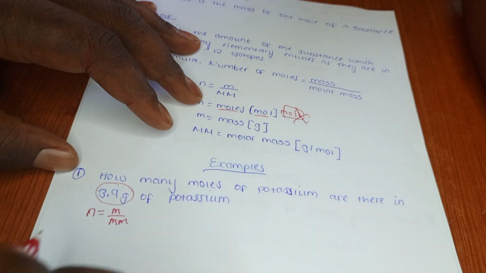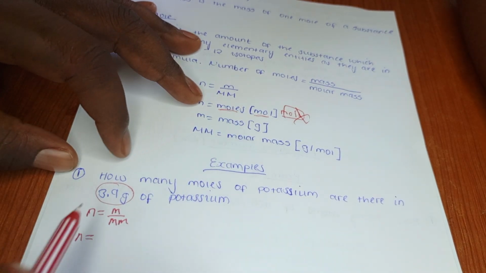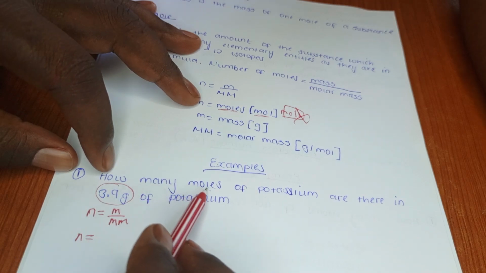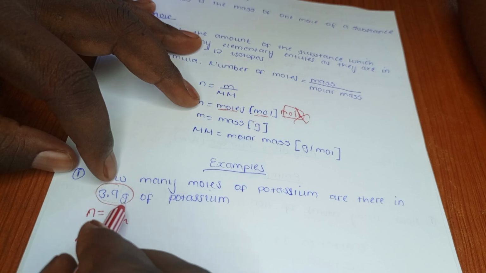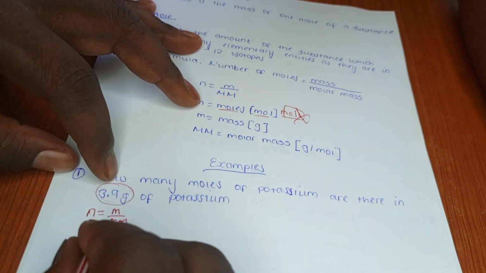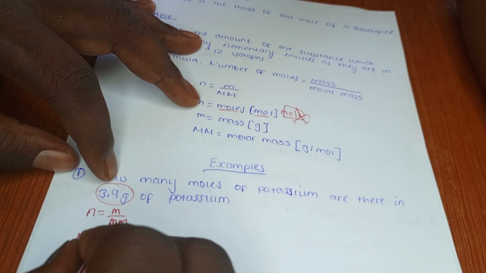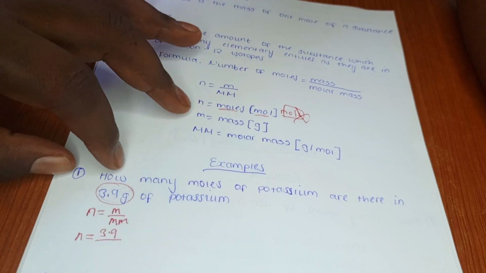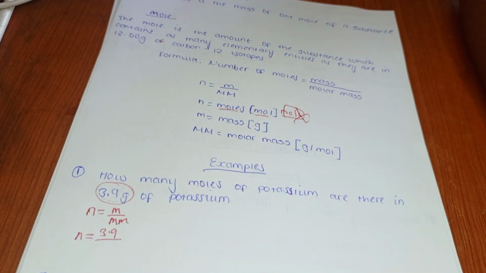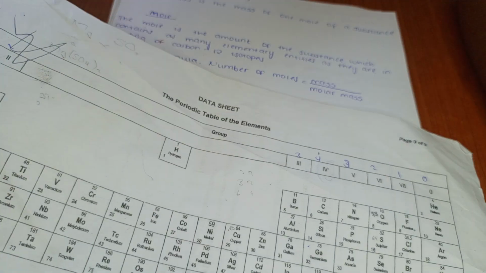You say number of moles equal to mass over molar mass. Good. The question demands us to find the number of moles because they're saying how many moles of potassium. So number of moles is equal to the mass. As you can see, the mass is already in grams. So I'm going to put 3.9 here over the Mr, which is molar mass, same as Mr. So get this number from the periodic table. Get the mass number for potassium.